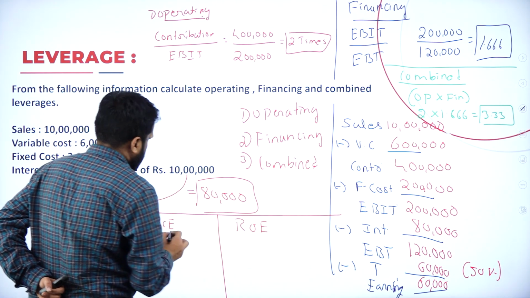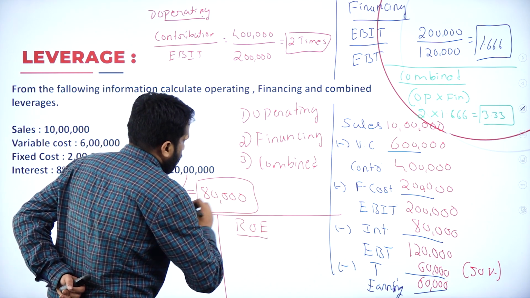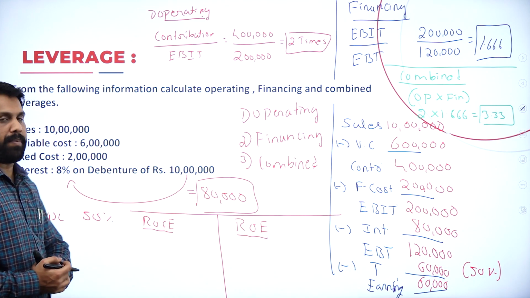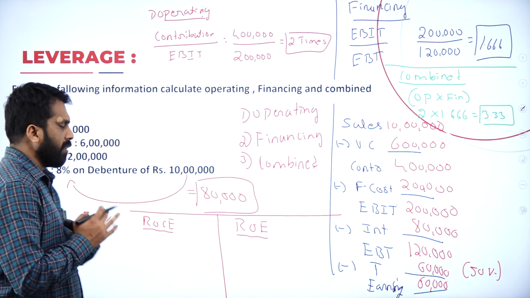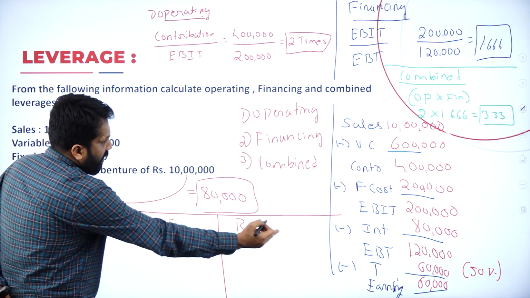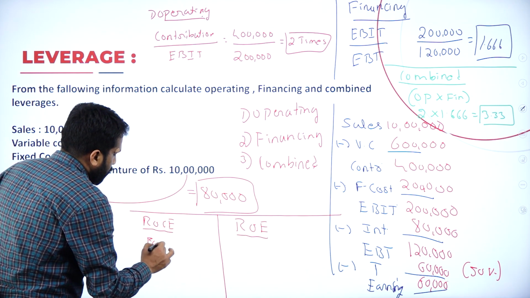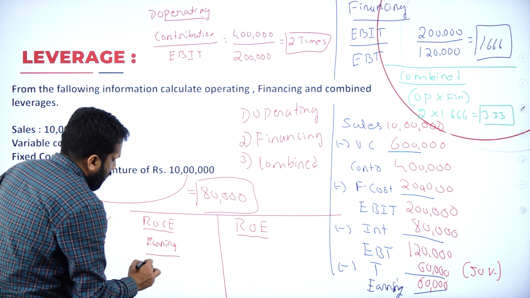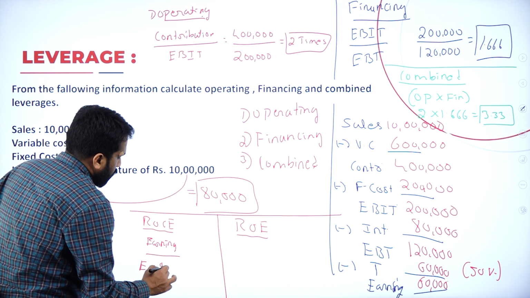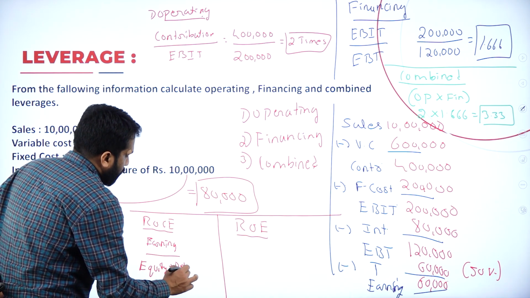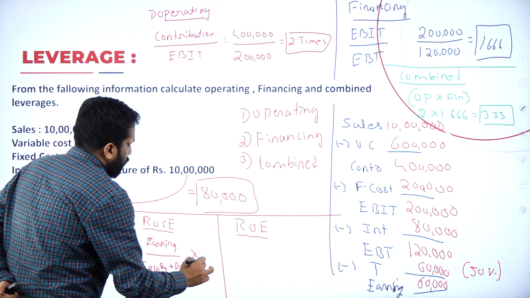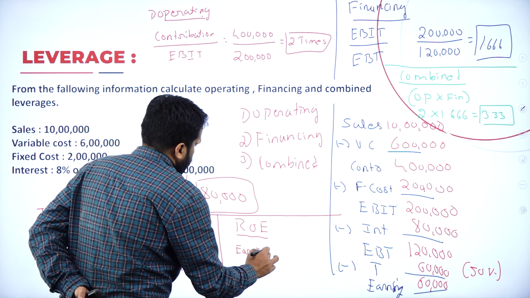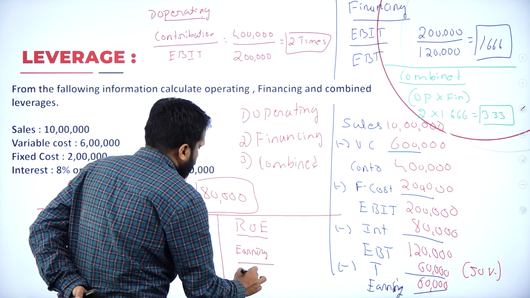ROE. Return on capital employed, return on equity shares. Return on equity or return on capital employed. What is the formula? Very simple. Your final answer: earning divided by equity plus debenture into 100. This one, earning divided by equity into 100.